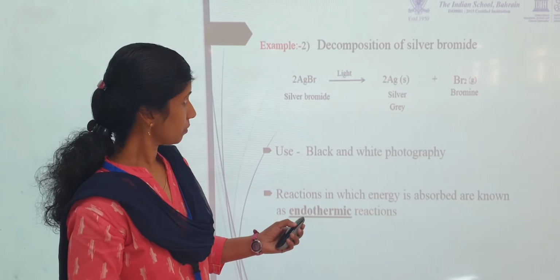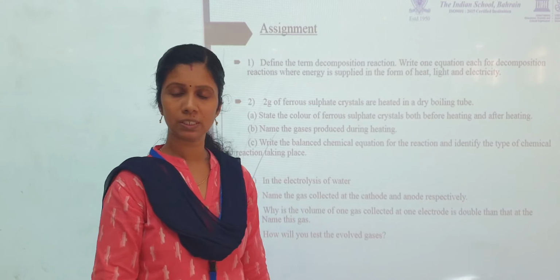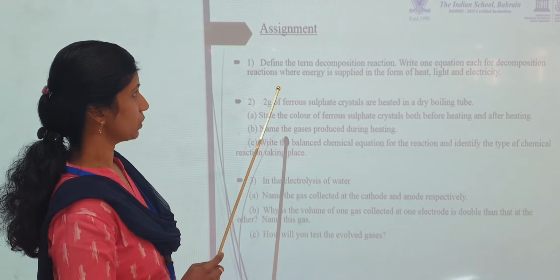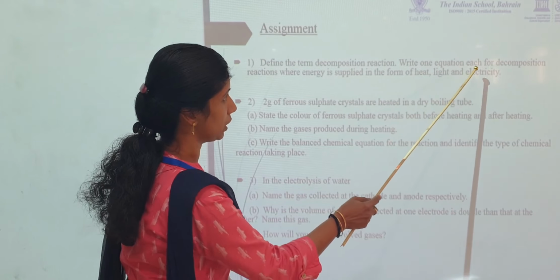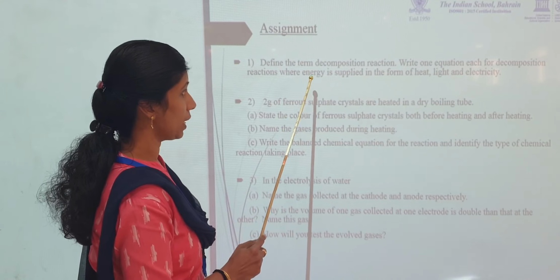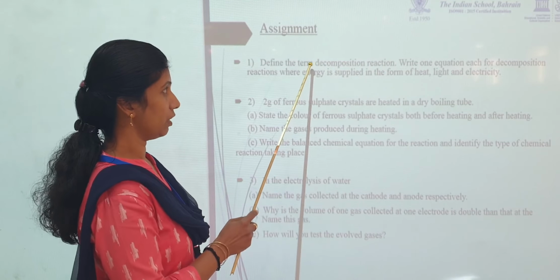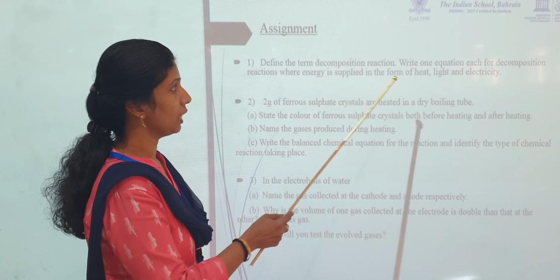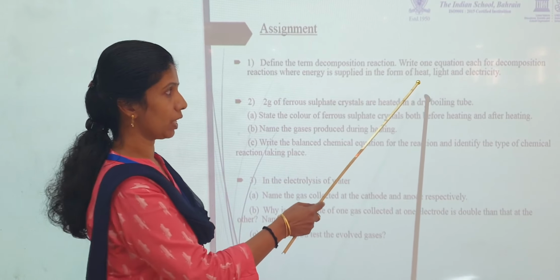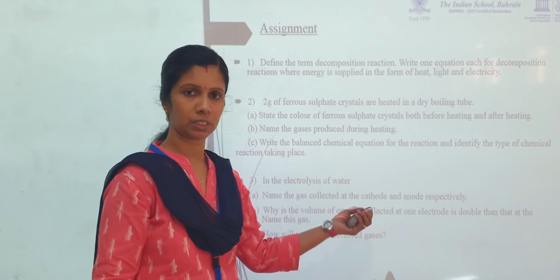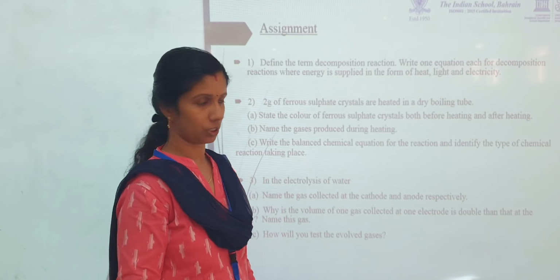Now, this is an assignment for you. Write these questions in your notebook and try to answer them. First question, define the term decomposition reaction. Write one equation each for decomposition reactions where energy is supplied in the form of heat, light and electricity. Already we discussed what is decomposition reaction, and you have to write one equation each from different types of decomposition reaction where we are using heat energy, light energy and electricity. We discussed many examples. And one thing to keep in mind, always write a balanced chemical equation.